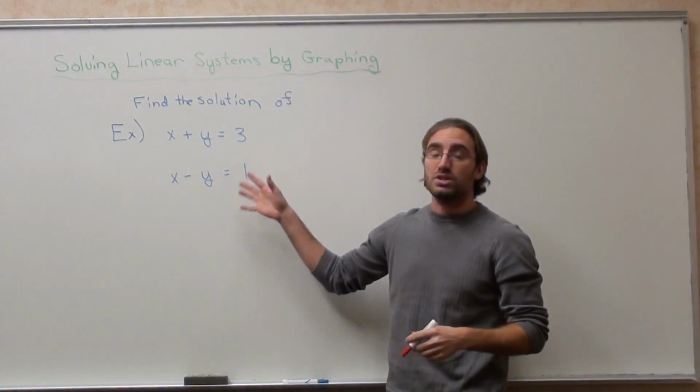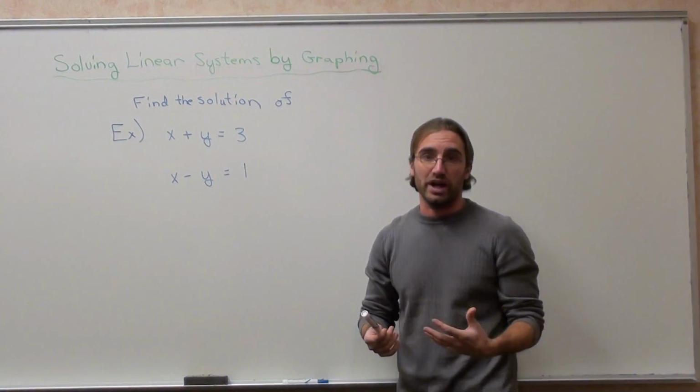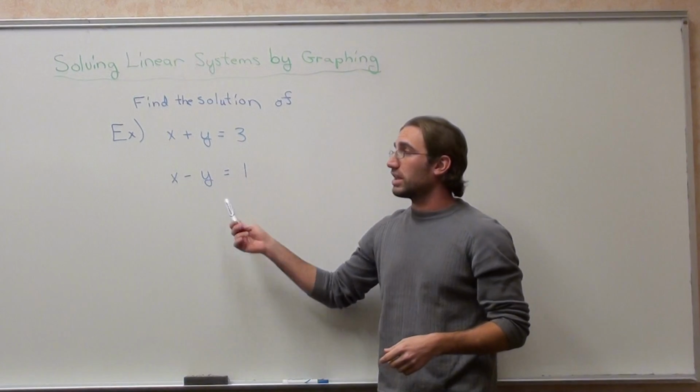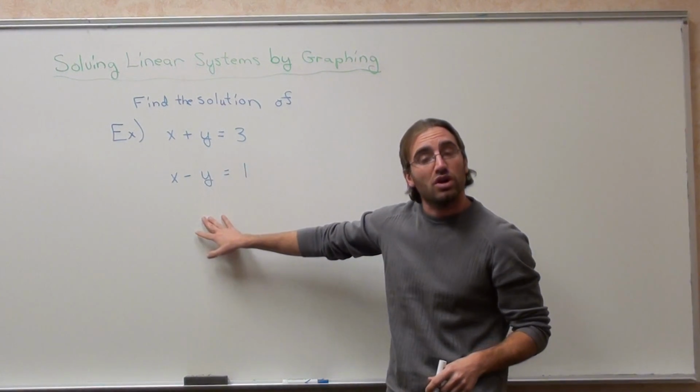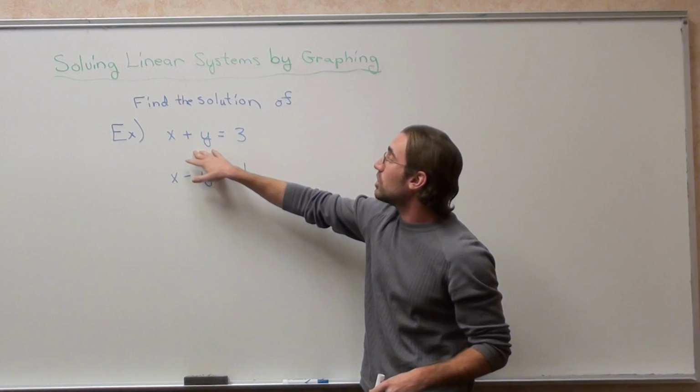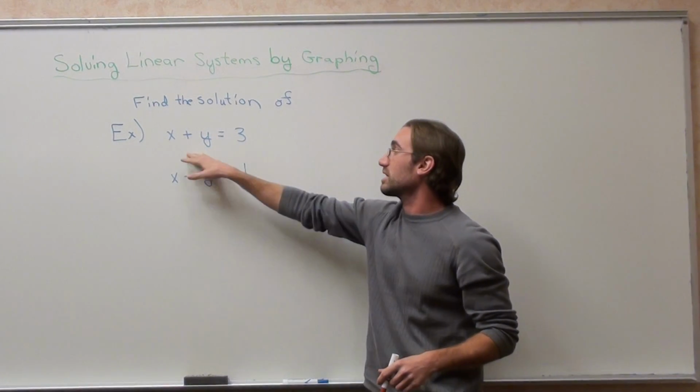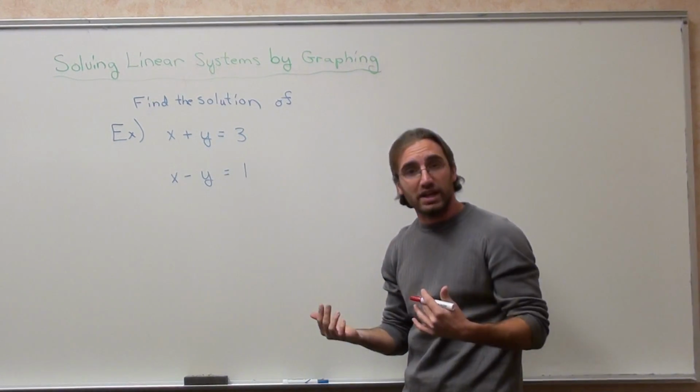Now, if you want to graph these problems, the first thing you should do is solve for y in both of them. And I went ahead and gave you an example of two problems. So we're going to solve for y in the first one, and we're going to solve for y in the second one. Now, if you want to solve for y in the first problem, x plus y equals 3, subtract x on both sides.